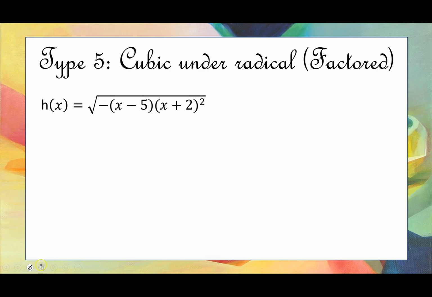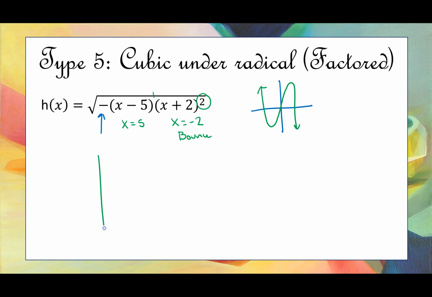Okay, one last problem to try. Kind of a short video here. Okay, now here I have a negative. So as a reminder, this is going to look a little bit different. That's going to be the flip of that. So it's going to go like this, like that. Okay, we know that we have x equals 5, and we know we have x equals -2, and then we do have a bounce here because of the 2. Here we have a 1, so it crosses. So let me label my -2. Let me label my 5.